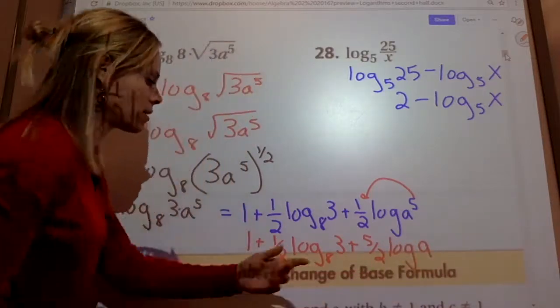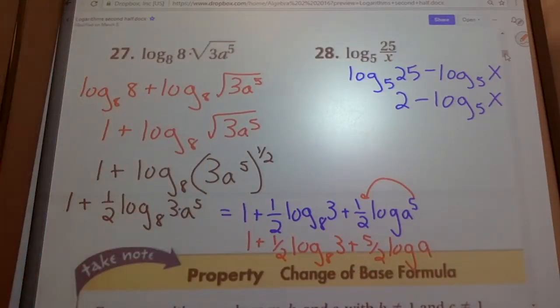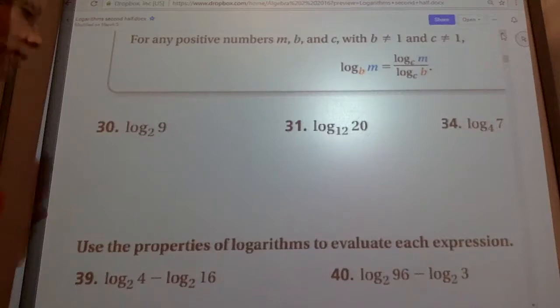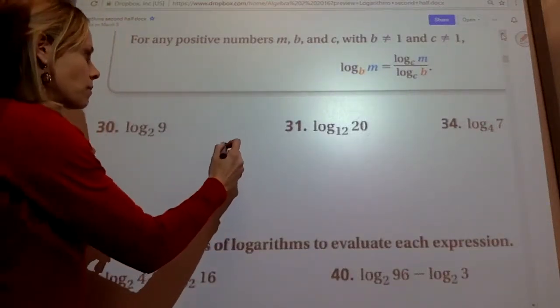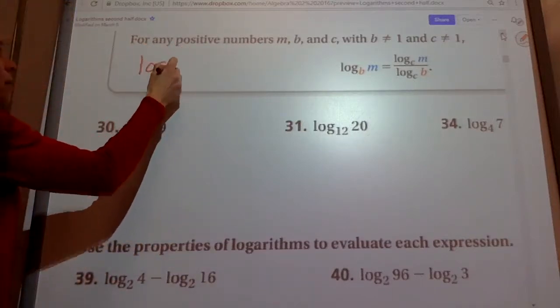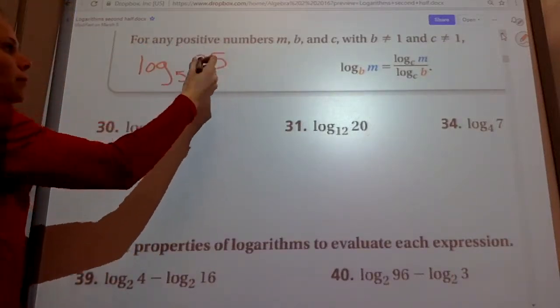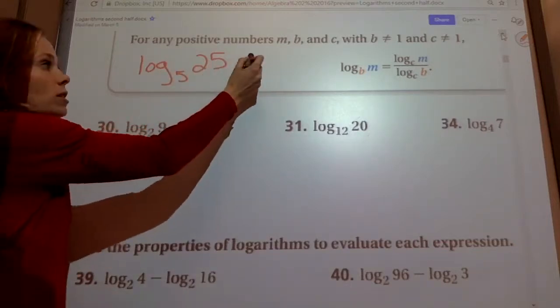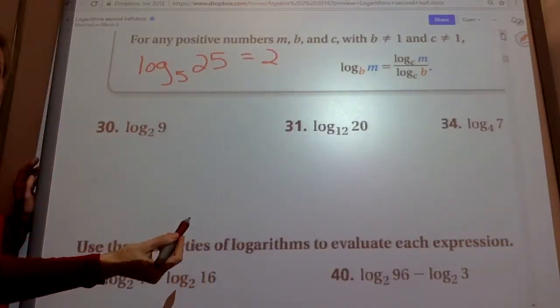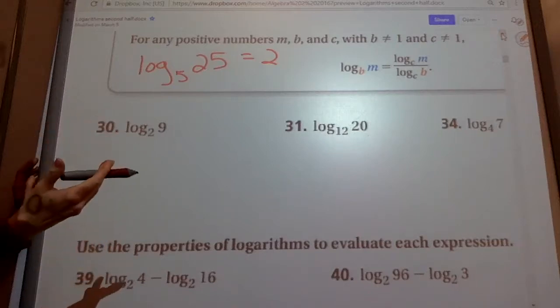And that's expanded all the way. Your calculator, let's start with something that we know, okay? Let's start with something like log base 5 of 25. We know 5 to the 2nd power is 25, so we know this log equals 2, okay? But how do I do that in my calculator?